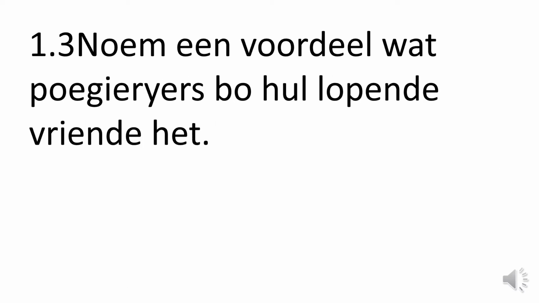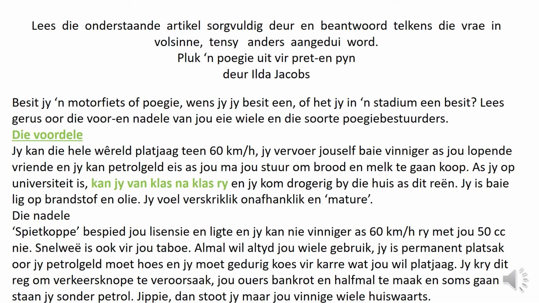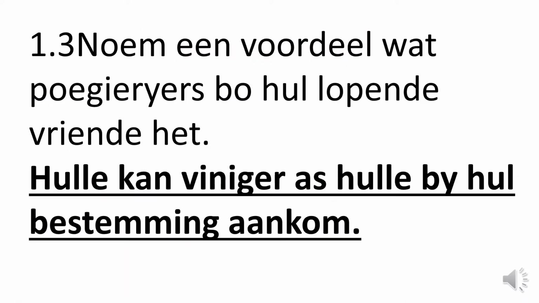Okay, then the next question says, noem een voorbeeld wat poegieryers bo hul lopende vriende het. If you start reading, you remember, there was something about voordele. So you go and you highlight voordele. Okay. Jy kan die hele wêreld plat jaag teen 60 km/h. Jy vervoer jouself baie vinnig as jy vinniger as jou lopende vriende. So now they're all, why does this happen? Okay, and it is because why?